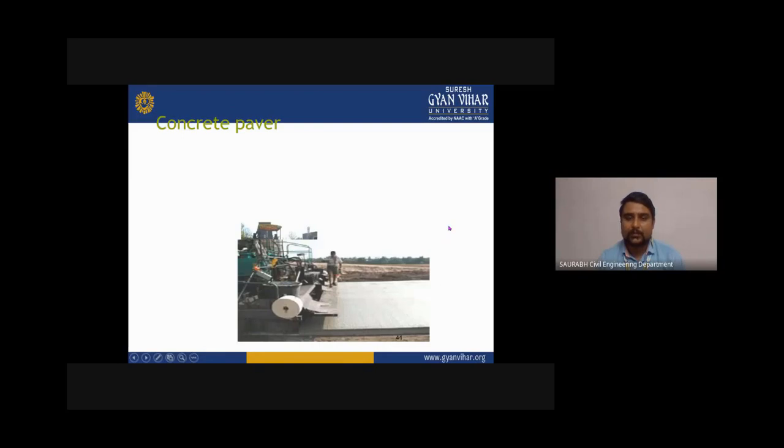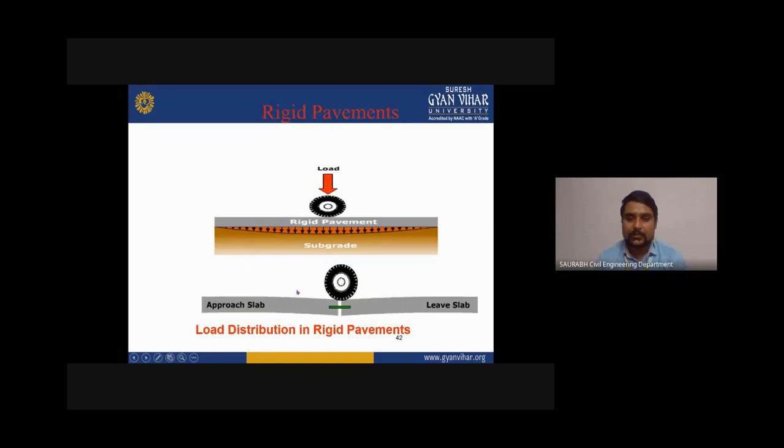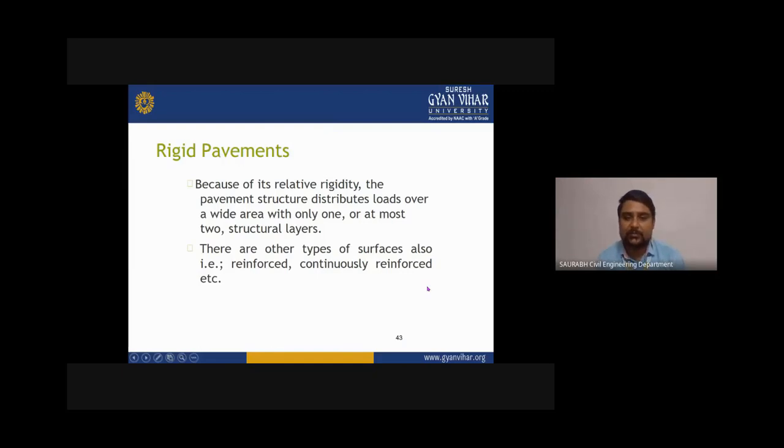This is your concrete paver, which is making the rigid pavement, as you can see here. This machine is used for the construction of rigid pavement. And this is the load distribution in the rigid pavement. As you can see here, there is a broad slab and one more which is known as leaf slab. Because of the relative rigidity, the pavement structure distributes load over a wide area with only one or at most two structural layers. There are other types of surface also, like reinforced, continuously reinforced, etc.